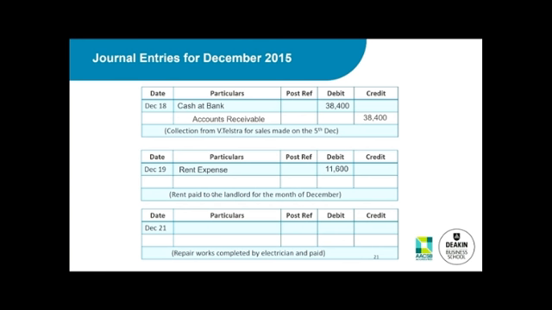Next one is the rent paid to the landlord for the month of December. So our rent expense is debited and our bank account goes down, so that is credited. On the 21st, we had the electrician do some works. So that was for $12,000. It's an expense, so it's debited. And obviously our bank account goes down by the same amount, which is a credit.